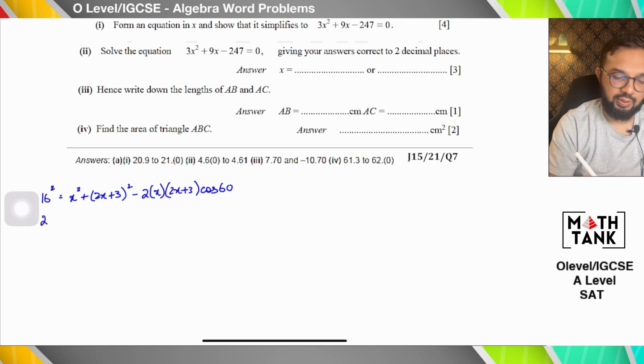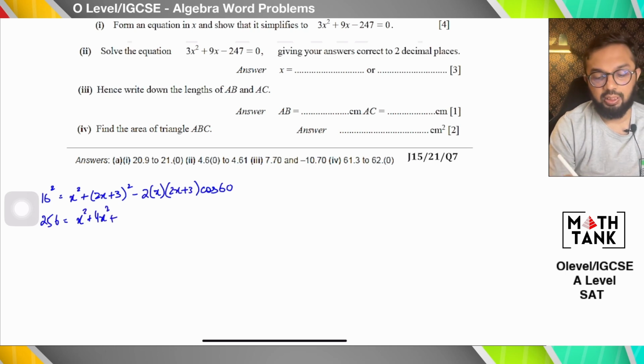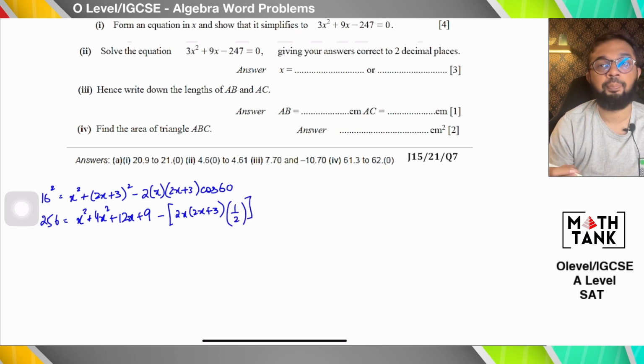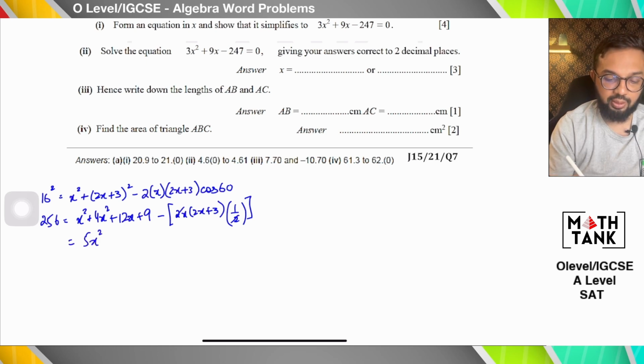Okay, so 256 equals x squared plus 4x squared plus 12x plus 9 minus. Now remember that you can't subtract first and then multiply by cos 60. You have to make sure that you multiply by cos 60 first. So I'm going to write 2x into 2x plus 3. What is cos 60? Cos 60 on my calculator gives me half, so that cancels out the 2. So I'm left with 5x squared plus 12x plus 9 minus now 2x squared minus 3x.